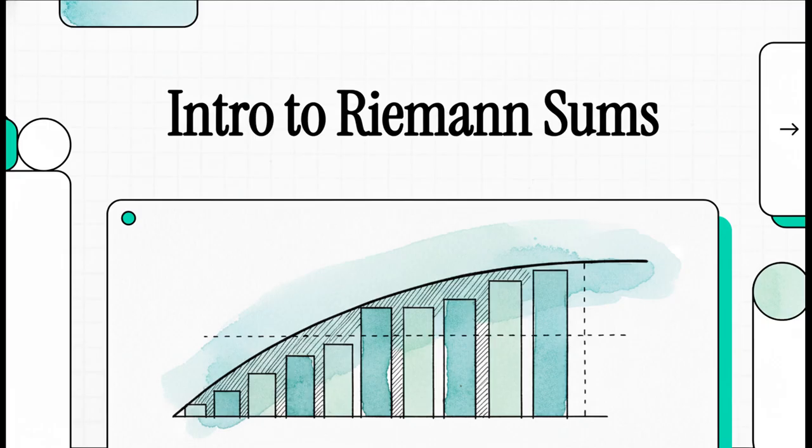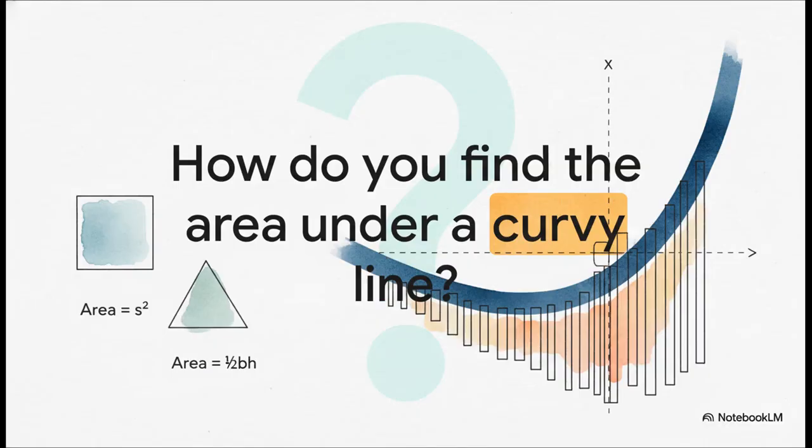Let's jump right in. I mean, really think about it. If you've got a square or a triangle, no problem, right? We've got simple formulas for those. But what about a shape like this one, where one edge is just a flowing, unpredictable curve? How on earth could you calculate its area precisely? This is the exact problem that had people scratching their heads for centuries.